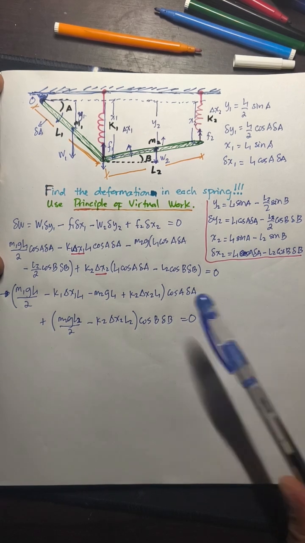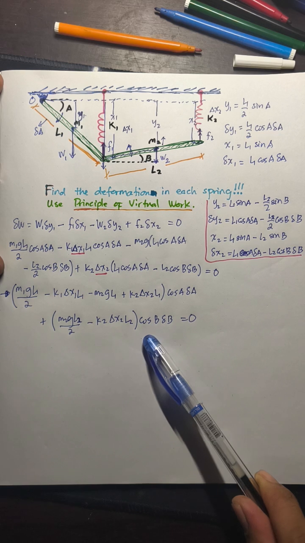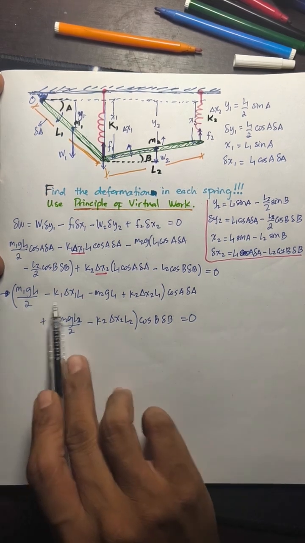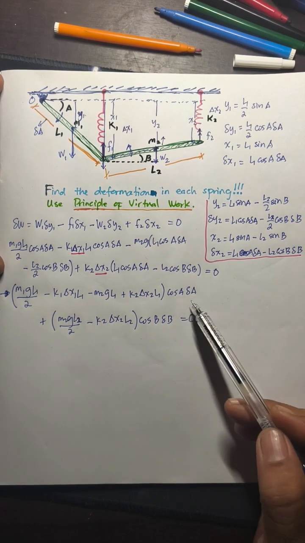Now, since delta A and delta B are arbitrary, meaning that each of these inside the parentheses are 0. Why is that? Because of course, we form here a linearly independent set.